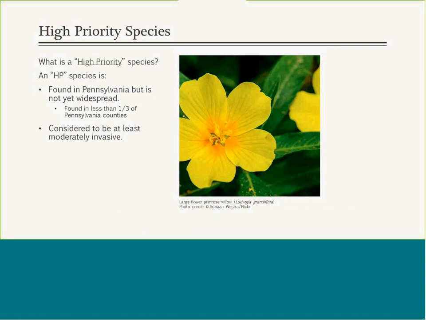So those are the early detection species. So I want to mention a few species we would consider as a high priority. The difference between the early detection and the high priority is high priority ones are going to be species that are already found in Pennsylvania, but are not widespread throughout the state. They're going to be found in less than a third of our counties. So they're here, but they're not everywhere. And again, these would be species considered to be at least moderately invasive.